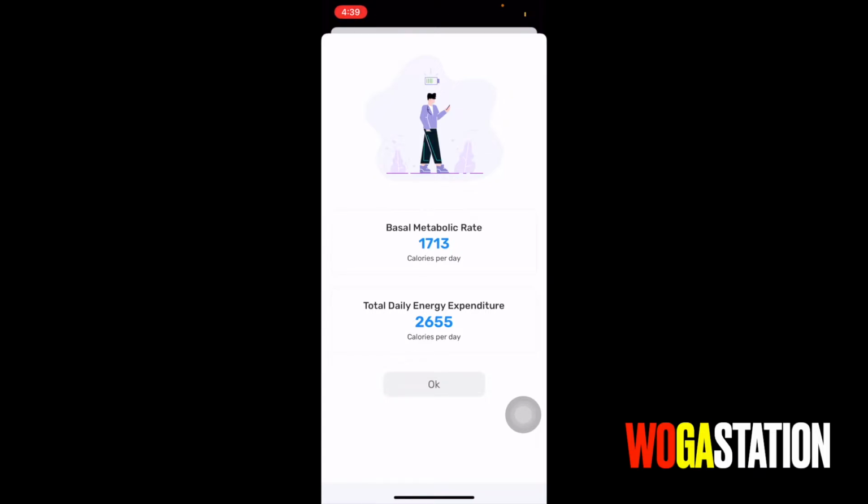But if I'm working out 3 to 5 days a week, my body will need 2655 calories per day to maintain the weight. If you want to lose weight, then you can reduce your calorie intake by 200 calories. That would be say about 2450 calories. But if you want to gain weight, then you can push this up to about 2800 calories per day.